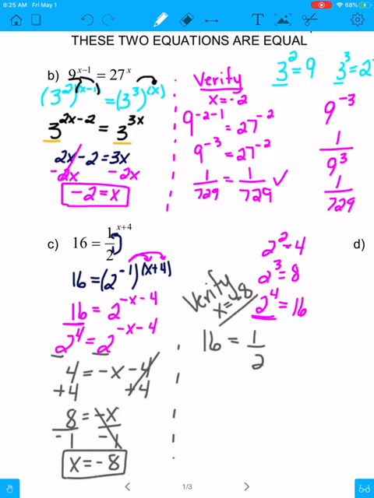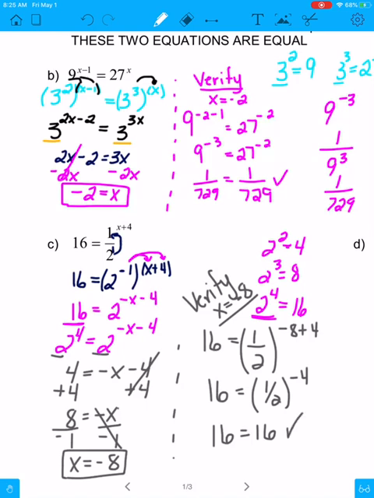Okay. 1/2 to the negative 8 plus 4. 16 equals 1/2 to the negative 4. 16 equals 16. 1/2 to the negative 4 is the same as saying 2 to the positive 4, which is 16. And we verified it. And now I can walk away from this question knowing I got it 100% correct.